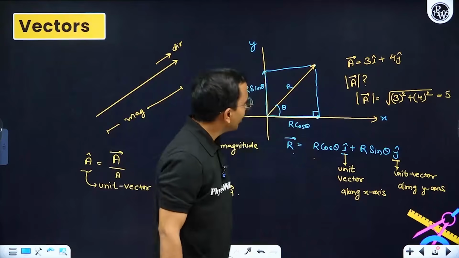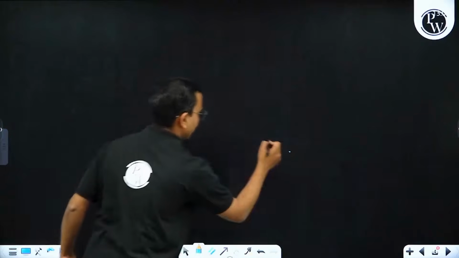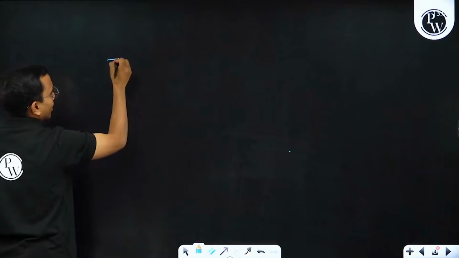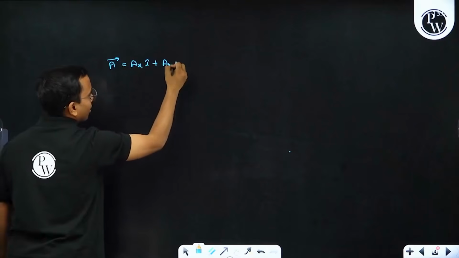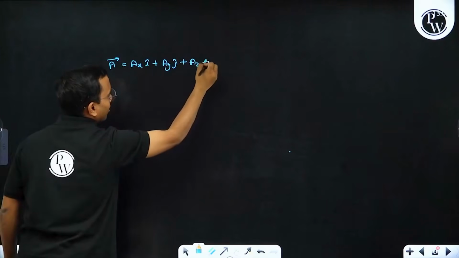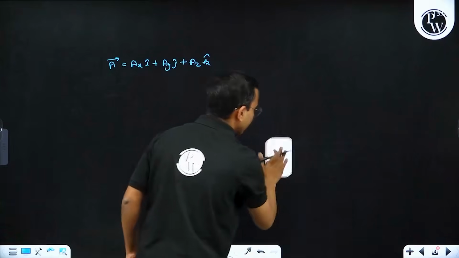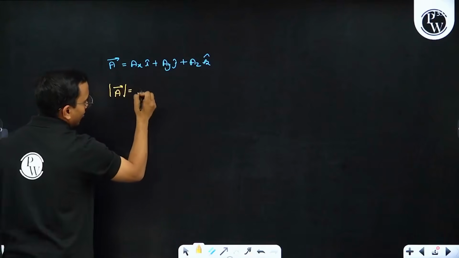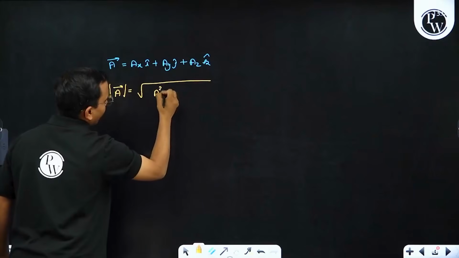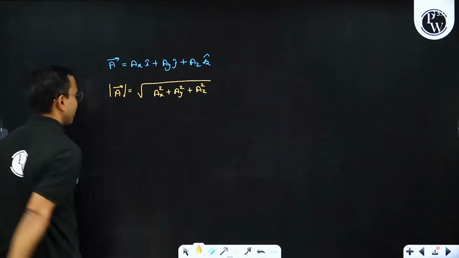If there is some k cap term also, then you need to include that also. So let us take some vector A as ax i cap plus ay j cap plus az k cap. If I ask you what is the magnitude of A, it will be the root of ax square plus ay square plus az square.